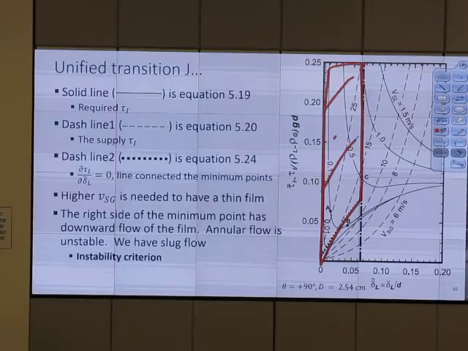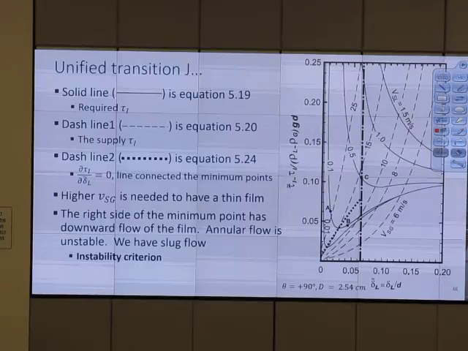So this means only this part is annular flow. And this is a unified model, combining transition J for everything. So it's valid for horizontal and all the way to upward flow. Upward flow is a unified transition J.